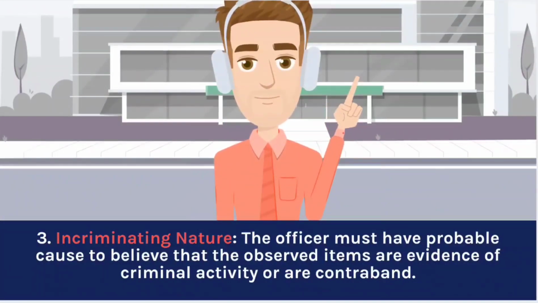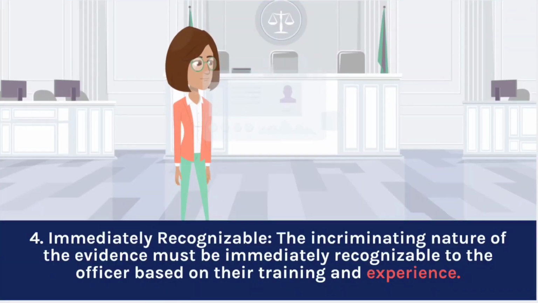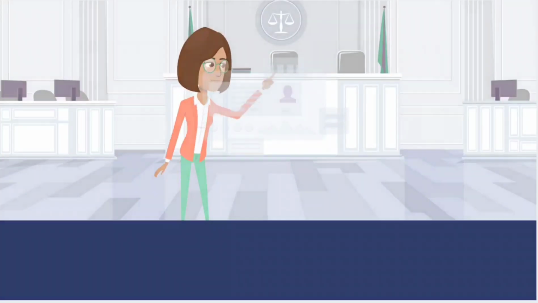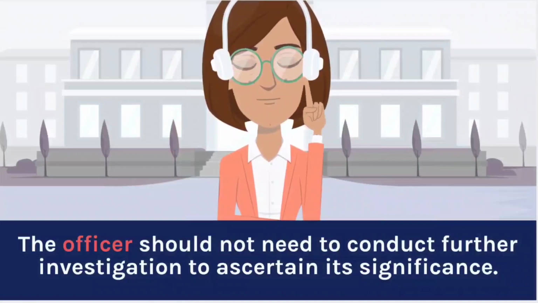3. Incriminating nature. The officer must have probable cause to believe that the observed items are evidence of criminal activity or are contraband. 4. Immediately recognizable. The incriminating nature of the evidence must be immediately recognizable to the officer based on their training and experience. The officer should not need to conduct further investigation to ascertain its significance.